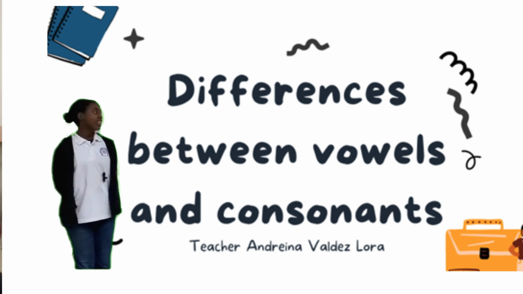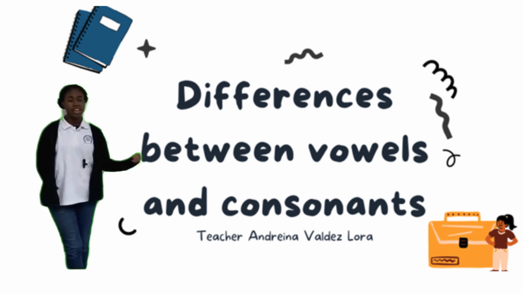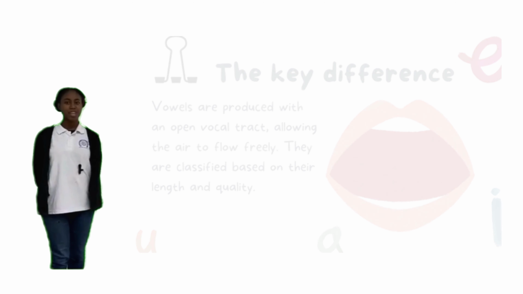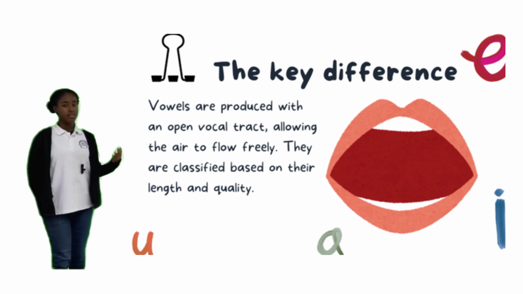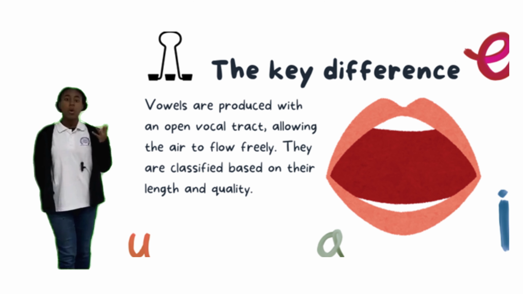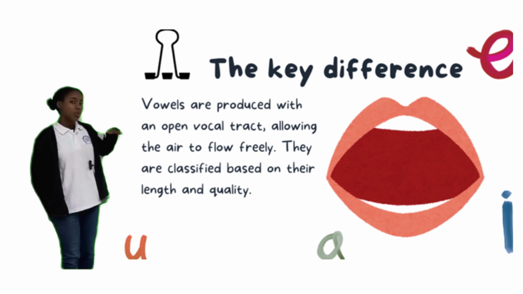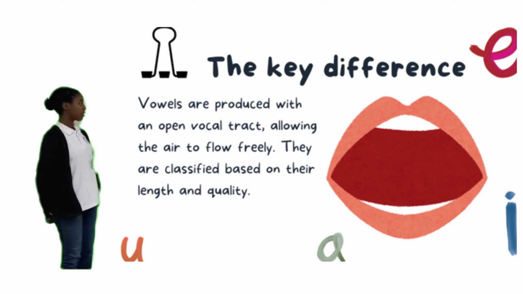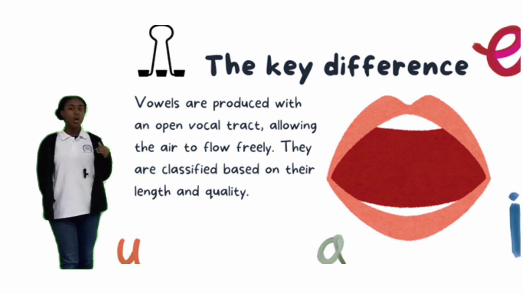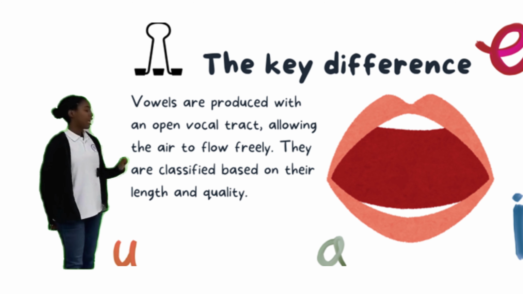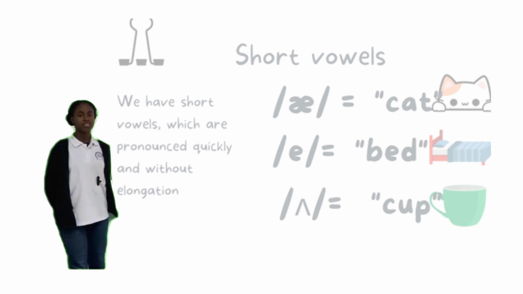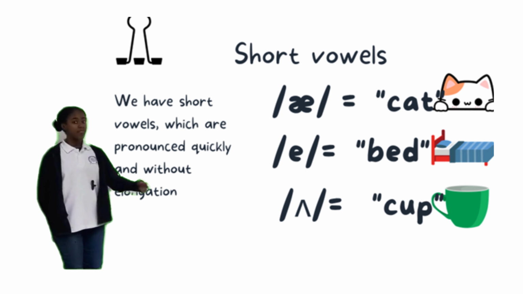Actually, let me clarify this for you. Okay. The difference between vowels and consonants. Vowels are sounds that are produced with an open vocal tract, allowing the air to flow freely. They are classified based on their length and quality. We have types of vowels.